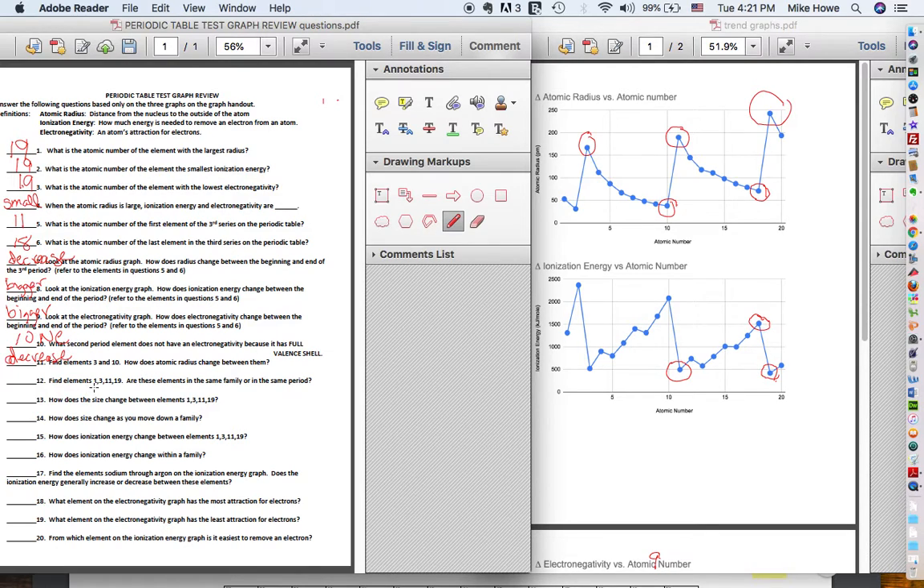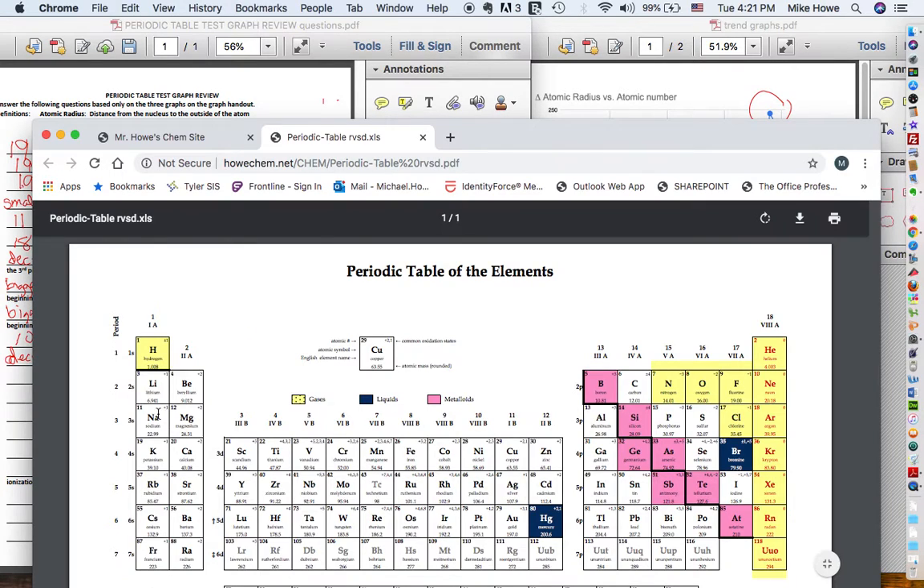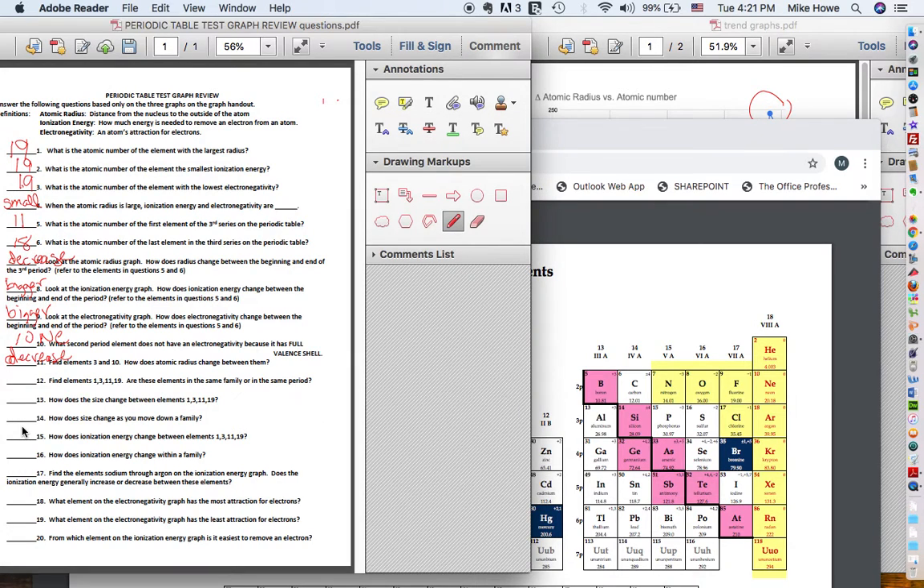Now we're going to look for element 1, 3, 11, and 19. Are they in the same family or in the same period? Here's 1, here's 3, here's 11, there's 19. Are they in the same family or in the same period? So you remember that the vertical columns are called families or groups. Horizontal is called series or periods. So these are all in the same vertical column, so they're in the same family. All right, so our answer here is family.